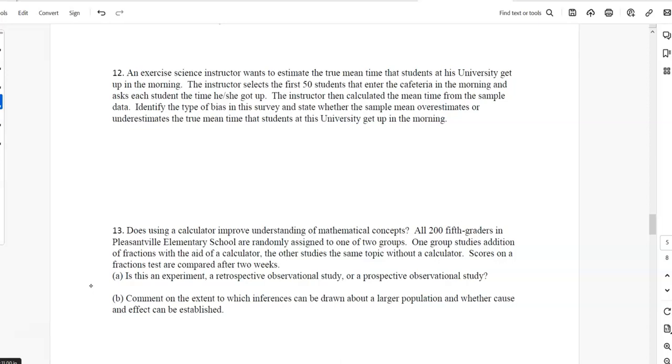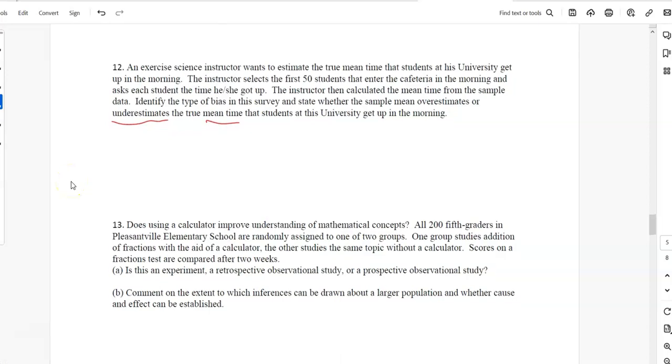The instructor then calculates the mean time for the sample data. Identify the type of bias in this survey, and whether or not the sample mean overestimates or underestimates the true mean time. So first thing I know is it's going to underestimate, because we're talking about time. Maybe the real time is 11 o'clock in the morning, when a college student gets up, but they're bringing that time down. It's going to be an underestimate because they're asking people who get up really early. So whatever number they get is going to be too low.